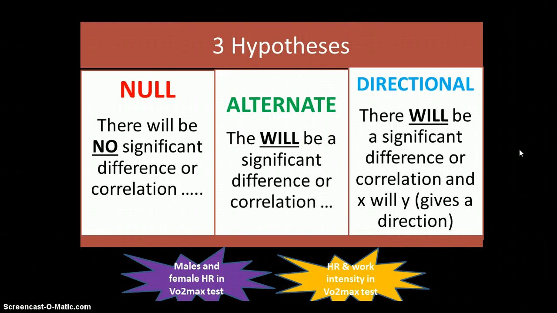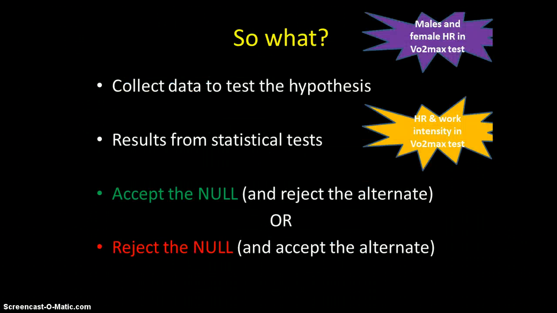So the directional suggests that there will be a significant difference, and that males will have a higher VO2 max value, let's say. So it kind of hedges its bets to one direction, whereas the alternate leaves it open. It says there will be a difference but doesn't stipulate in which way there'll be a difference. However, in our case, we'll probably not be writing or talking about directional hypotheses. We'll be focusing on the null, and we'll include the alternate in there. So it's all about the null.